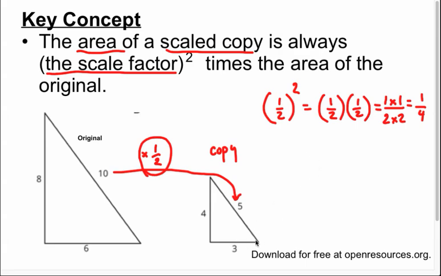If I do this, I get 3 times 4 is 12, and then 12 divided by 2 is 6 square units. Is 6 1/4 of 24 square units? Yes, it is. And to illustrate that even further, let's take a look at this picture. If this is true, this represents the area of the scaled copy. This area right here should be 1/4 of the area of the entire original drawing. So let's see this in action.